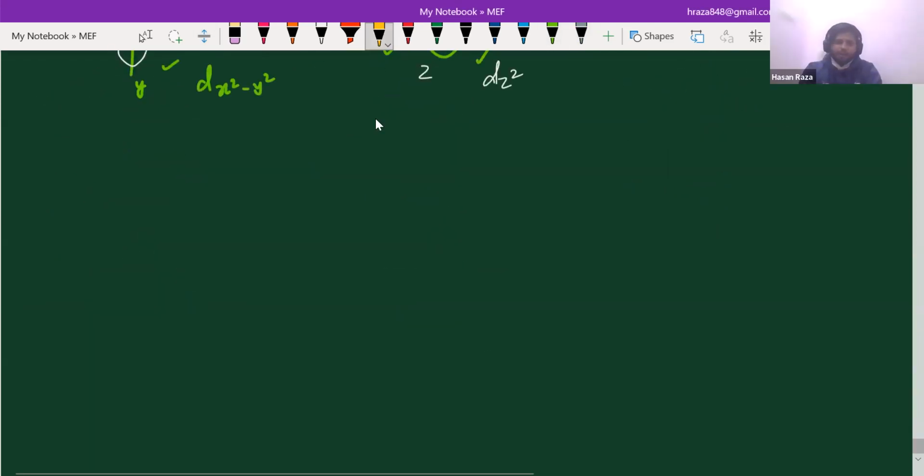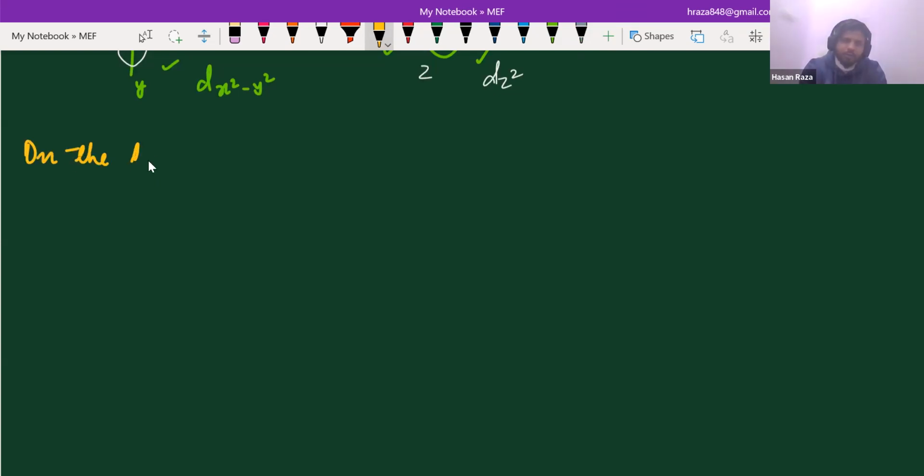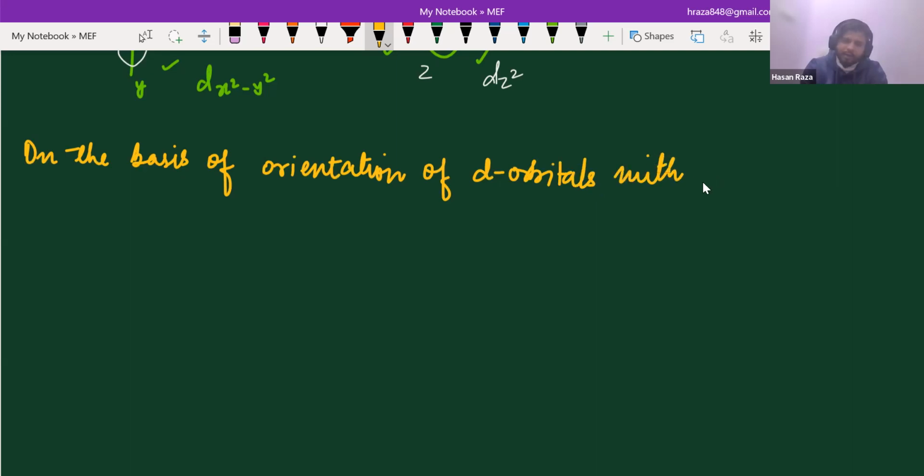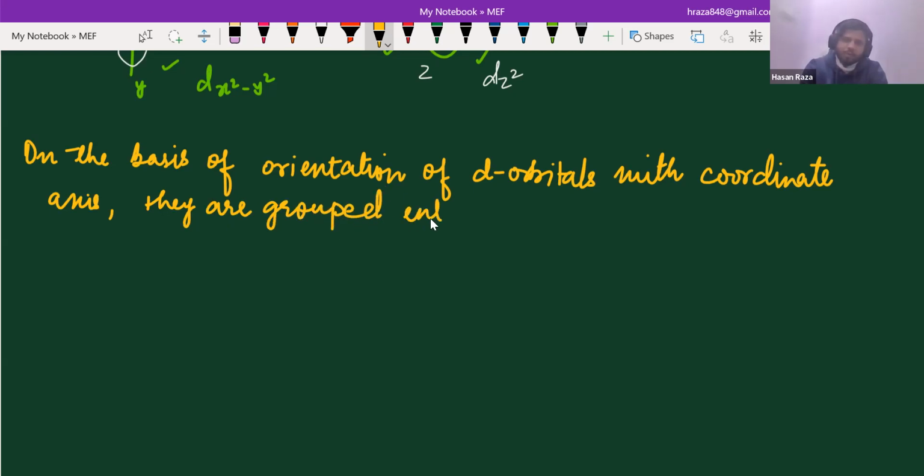Now see, there is a topic which is very important. On the basis of orientation of d orbitals with coordinate axis, they are grouped into two sets. And this is basically for octahedral. The first is basically Eg orbitals, and we call it doubly degenerate or axial orbitals.